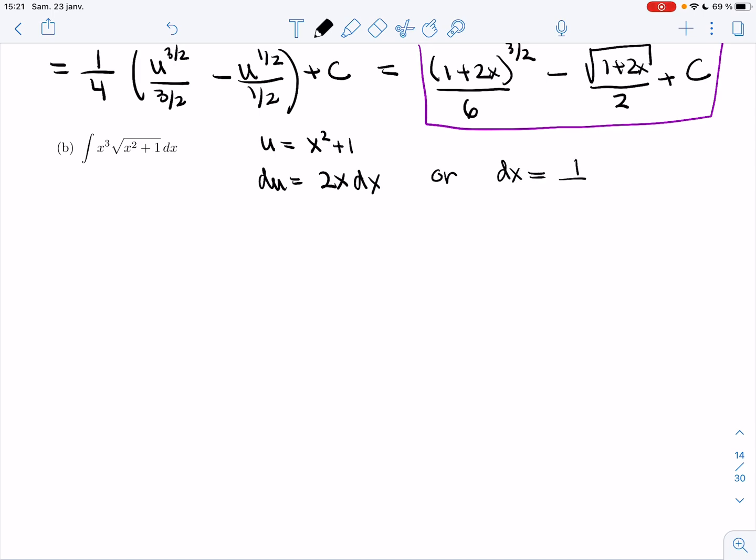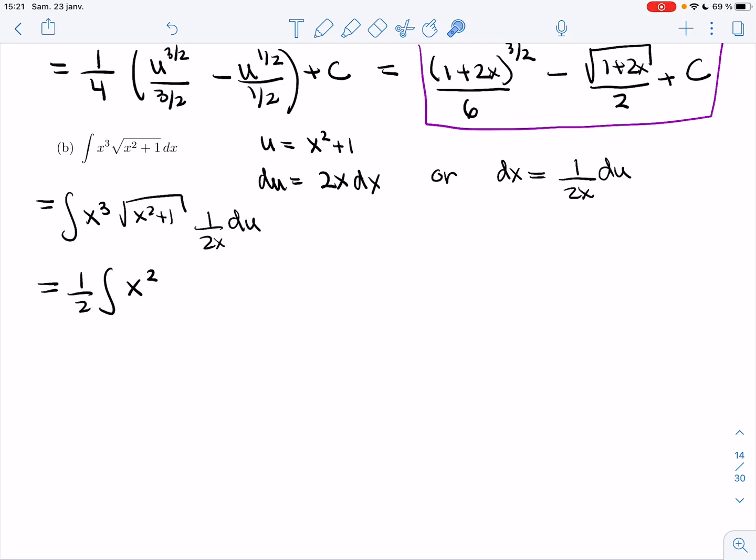Right, so here I have dx is 1 over 2x du. And so if I rewrite this, one of the x's will cancel. So instead of x cubed, I'm going to have just x squared. This one will cancel with 1. And then x squared times x squared plus 1 to the 1/2 du. All right, now I need to rewrite all of this in terms of u. The square root, that part is fine. This part is just u, so that's fine.